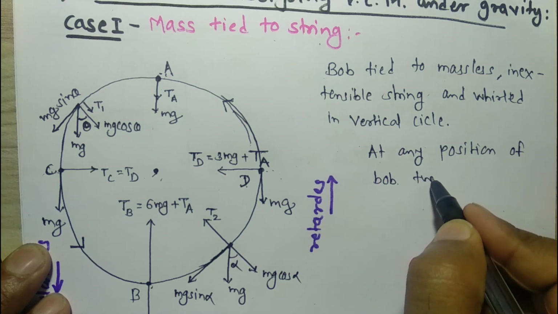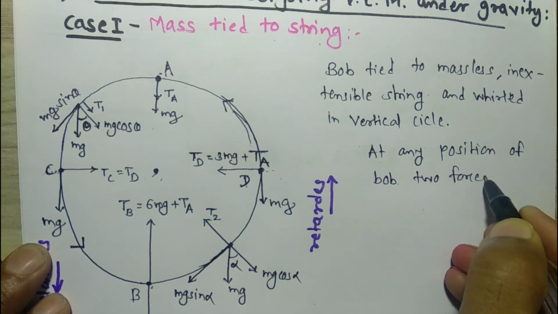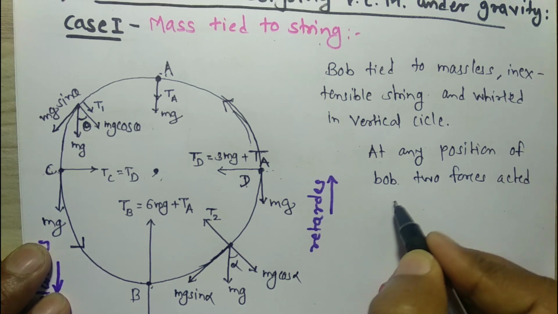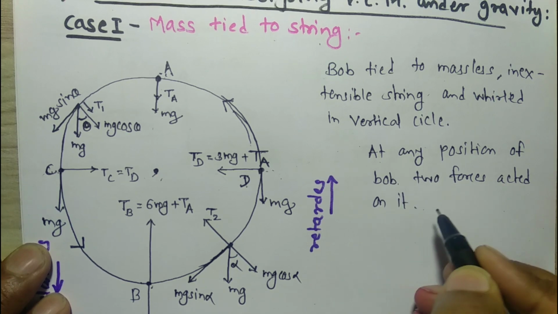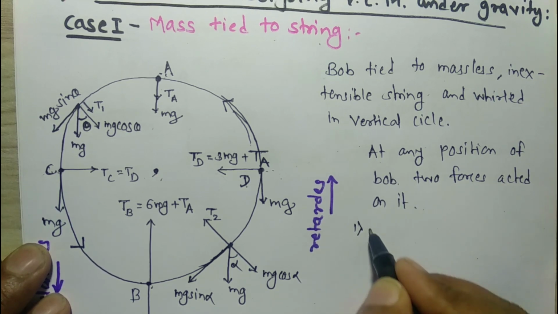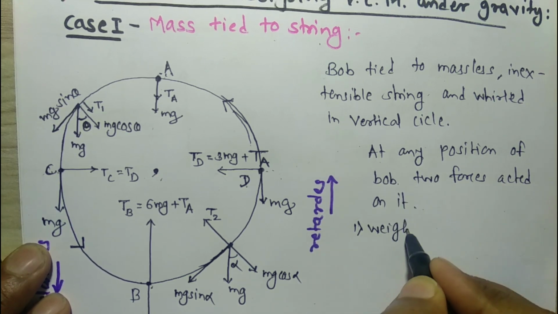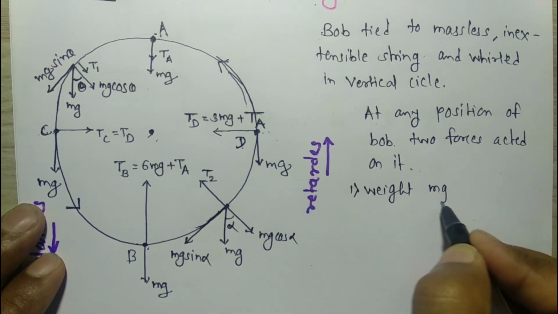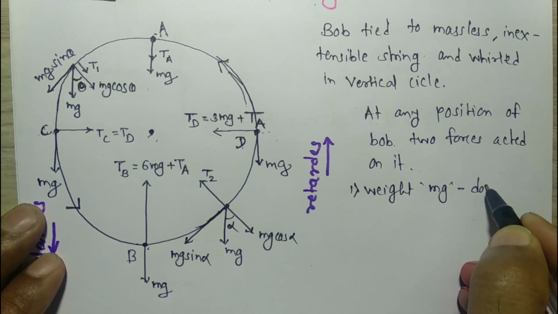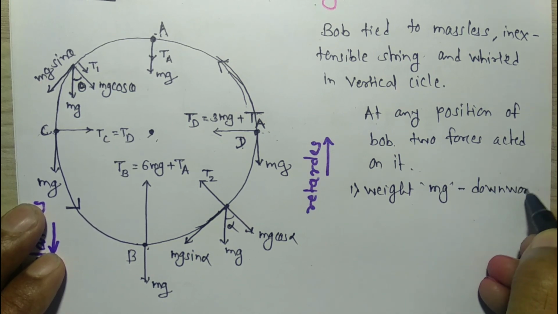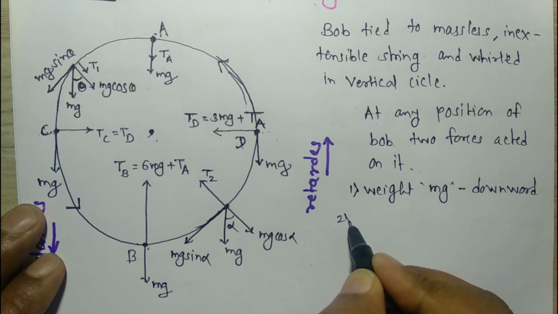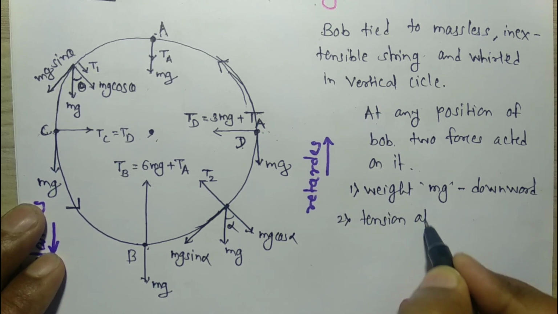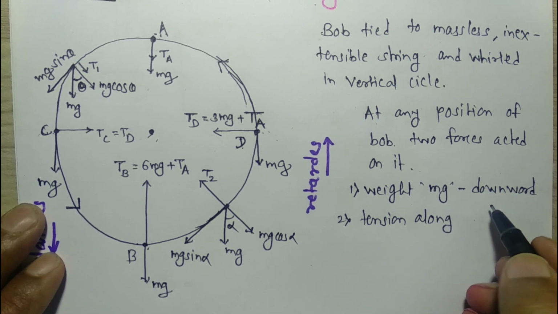Two forces act on it. First is the weight mg in the downward direction, and the second is the tension along the string.